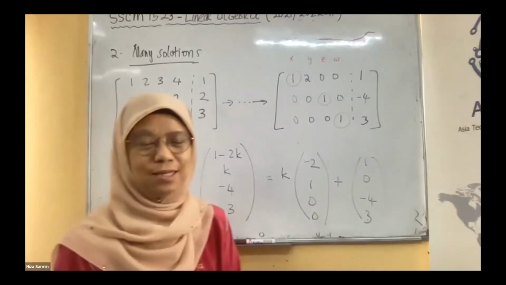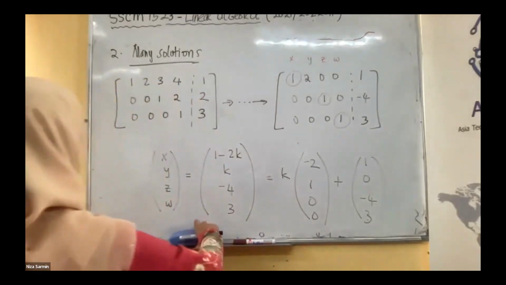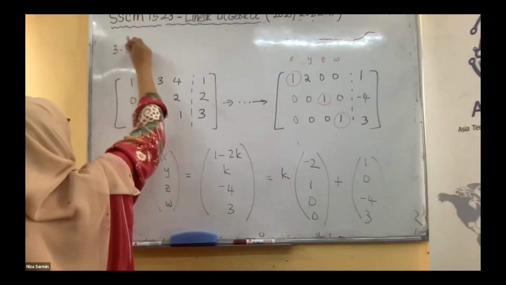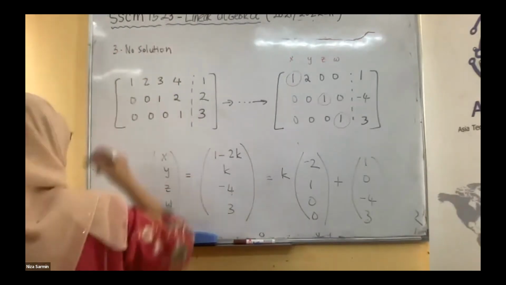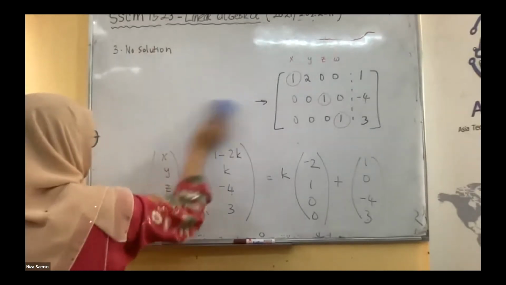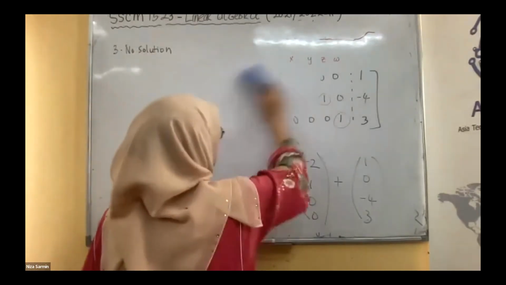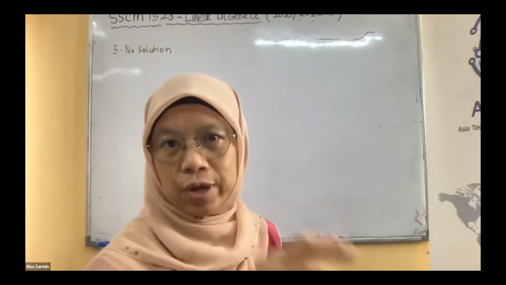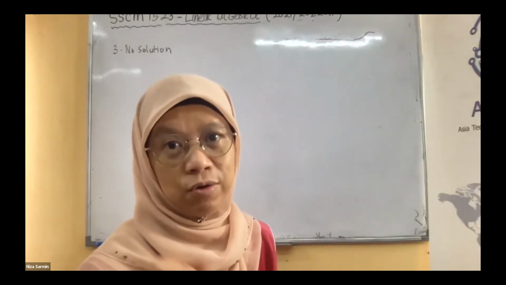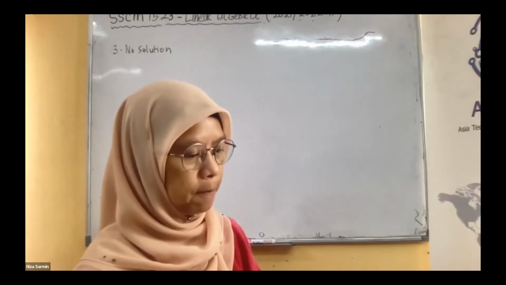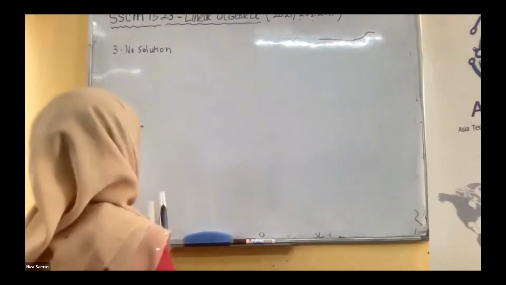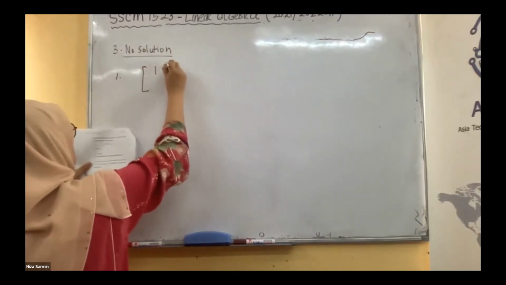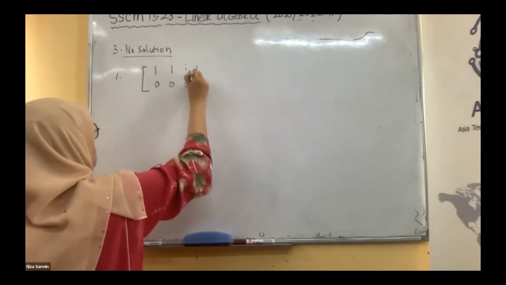Okay, now the third one is no solution. So no solution if the rank of A is less than the rank of A, B. The first question is the one that I gave before. 1, 1, 0, 0, 1, 1.